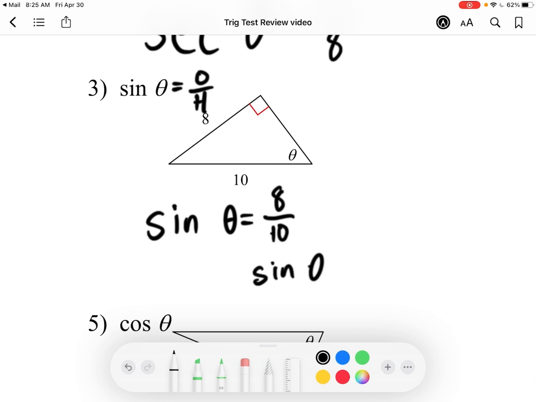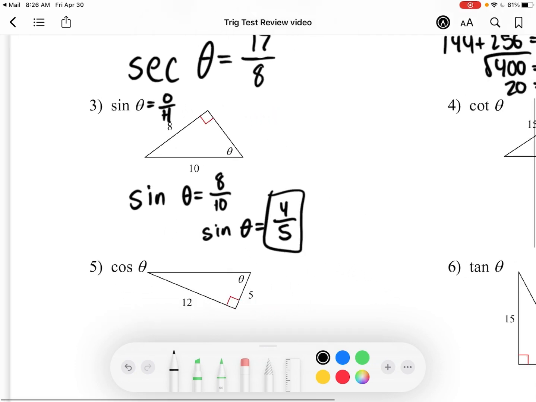Sine theta is equal to 8 and 10 are both evenly divisible by 2. 8 divided by 2 is 4. And 10 divided by 2 is 5. So this is the option that you're going to see, 4 over 5.